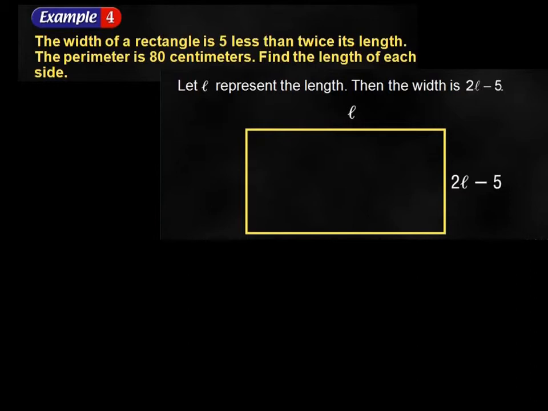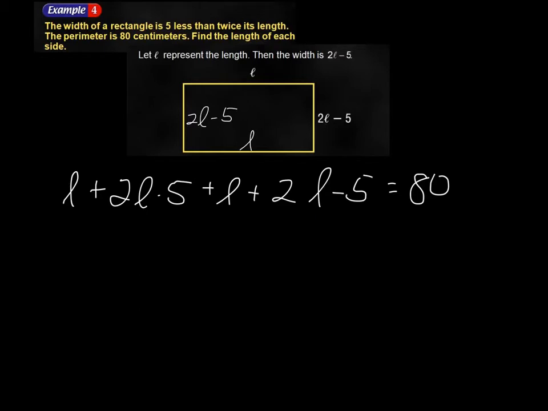So they let L be the length. So the width is 5 less than twice. So twice means times 2. So to do 5 less than twice the length, it's 2L minus 5. And we know in a rectangle that opposite sides are congruent. So the whole perimeter needs to be 80. So now I just have a little algebra to finish it up.